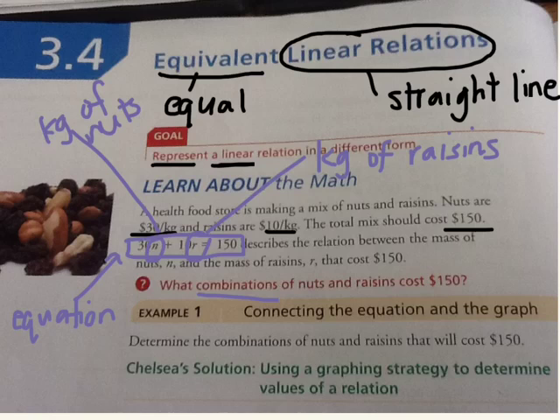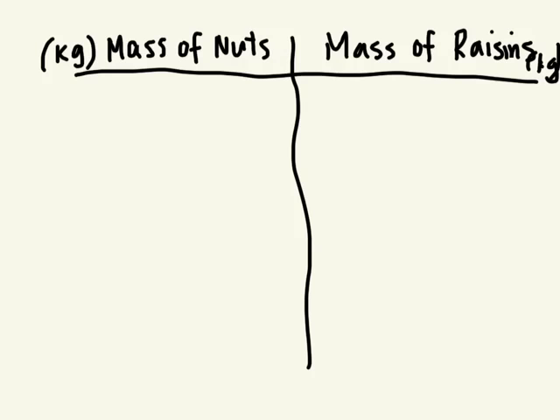So we're going to use one strategy. We're going to use a table, because this is our relationship we're looking at, in kilograms, the mass of the nuts and the mass of the raisins. We want to know if I have 1 kilogram of nuts, how many kilograms of raisins can I get? Okay, so let's start with 1. Let's choose values for nuts.